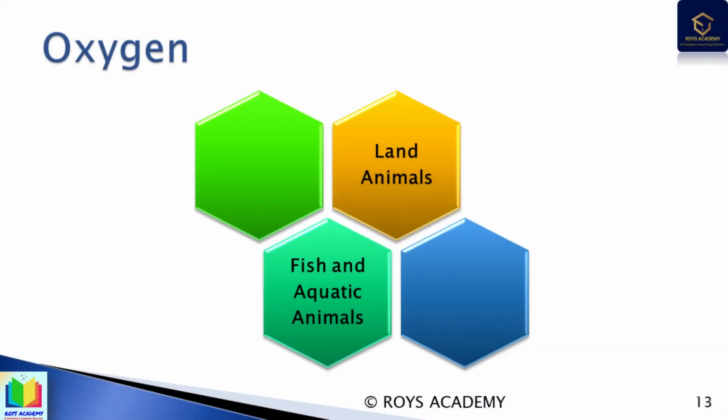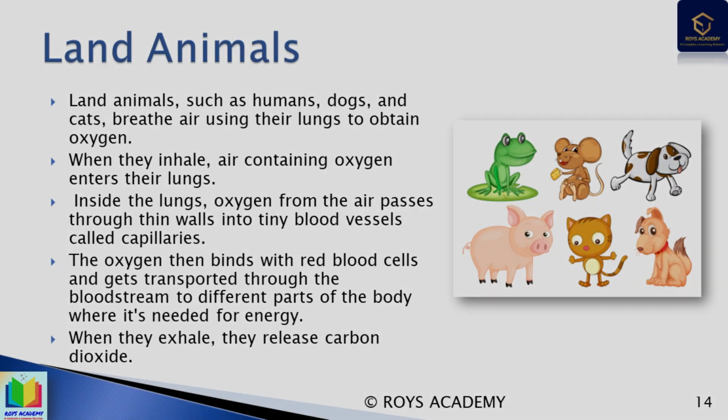Oxygen. Now we are going to discuss the following topics: land animals, and fish and aquatic animals. Land animals, such as humans, dogs, and cats, breathe air using their lungs to obtain oxygen. When they inhale, air containing oxygen enters their lungs. Inside the lungs, oxygen from the air passes through thin walls into tiny blood vessels called capillaries. The oxygen then binds with red blood cells and gets transported through the bloodstream to different parts of the body where it's needed for energy.